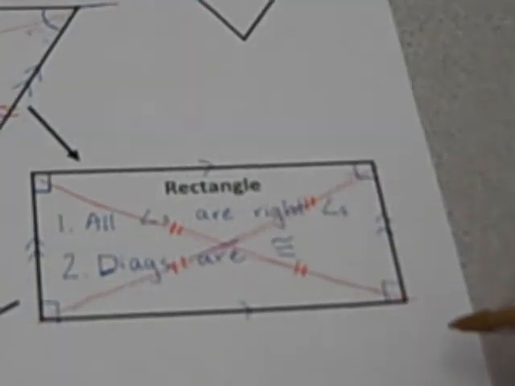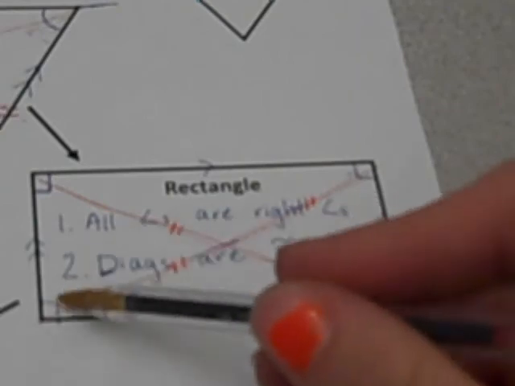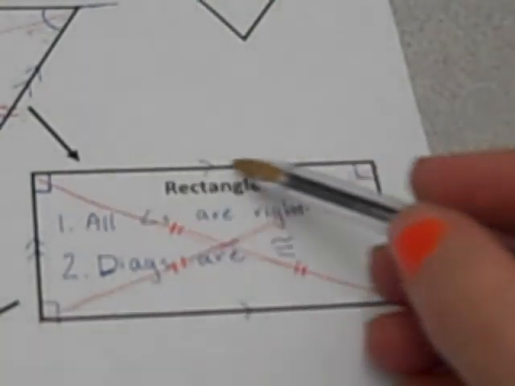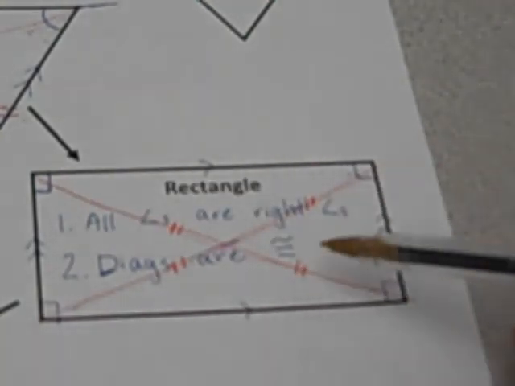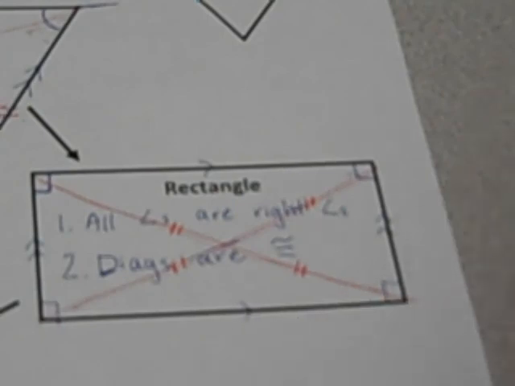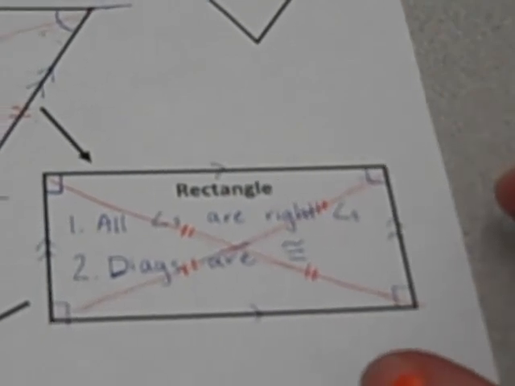And I do have a quick little joke about our rectangle, and my joke goes, what did the sides of the rectangle say to the angles? You guys are all right. Get it? Because they're all right angles, so the sides. Okay. Anyway, another punny joke.